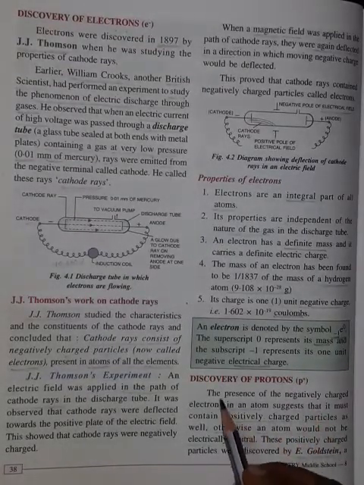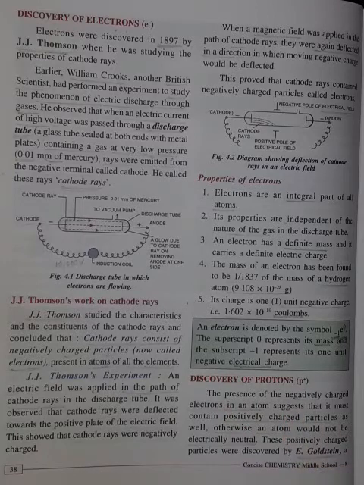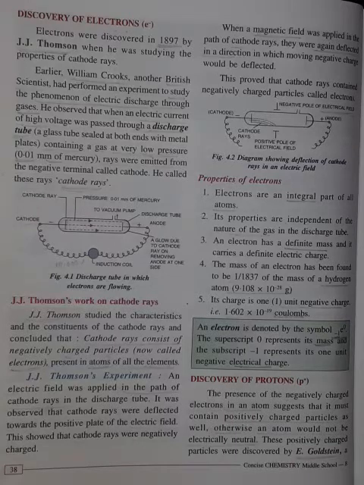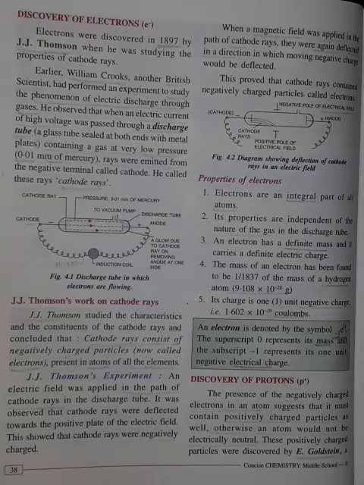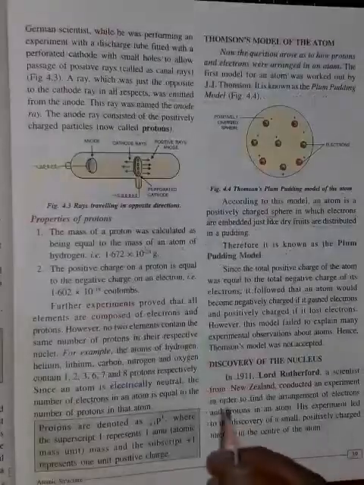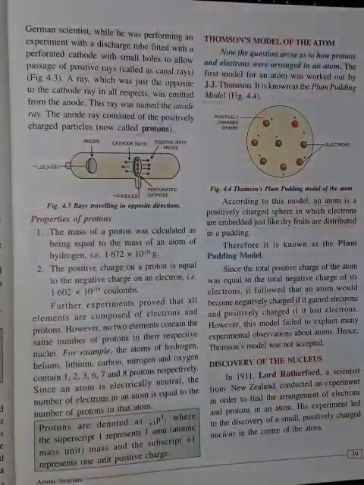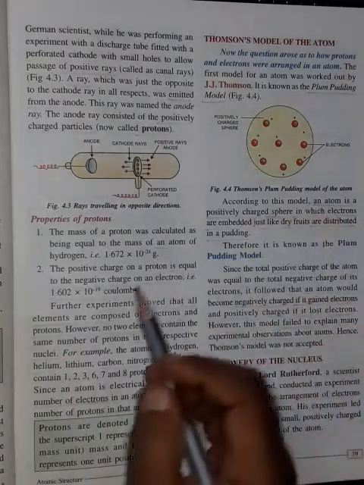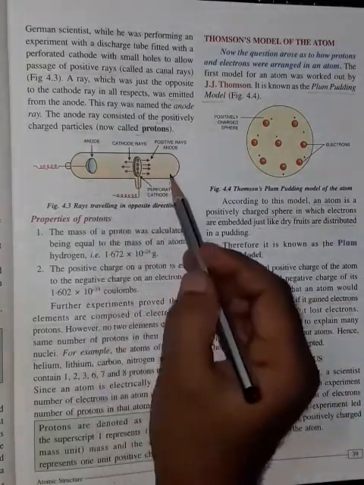Now let us move to the discovery of protons. How were the protons discovered? Actually, it was thought that if electrons, the negatively charged particles, are present in an atom, then the atom should be negatively charged. But it was found that no, the atom is neutral. So another particle must be present in the atom. A German scientist, E. Goldstein, in about 1907, also performed the same experiment, but he made some changes.